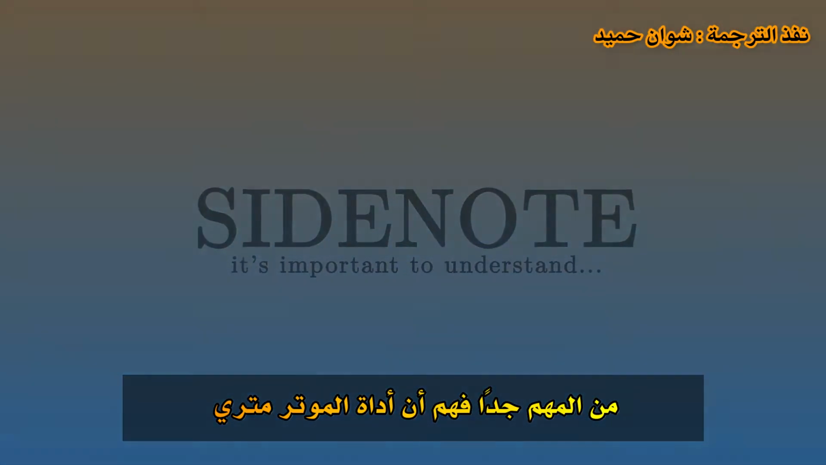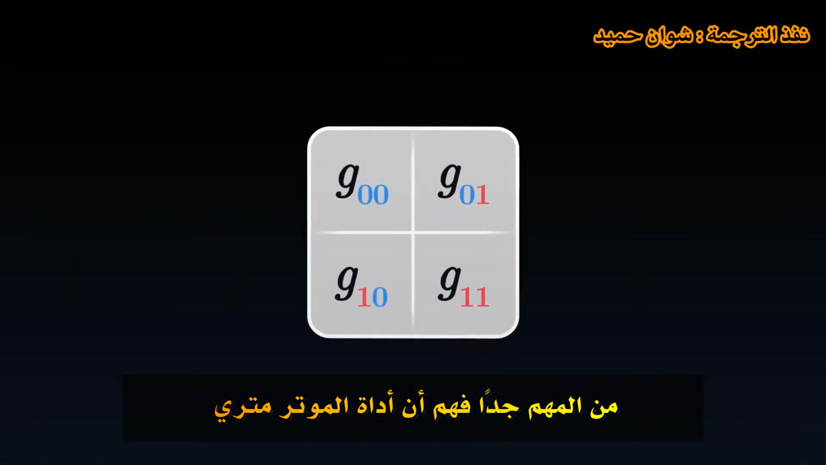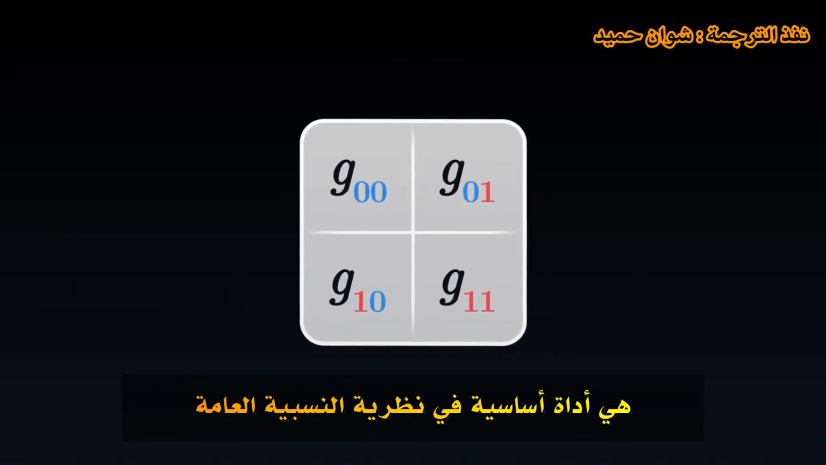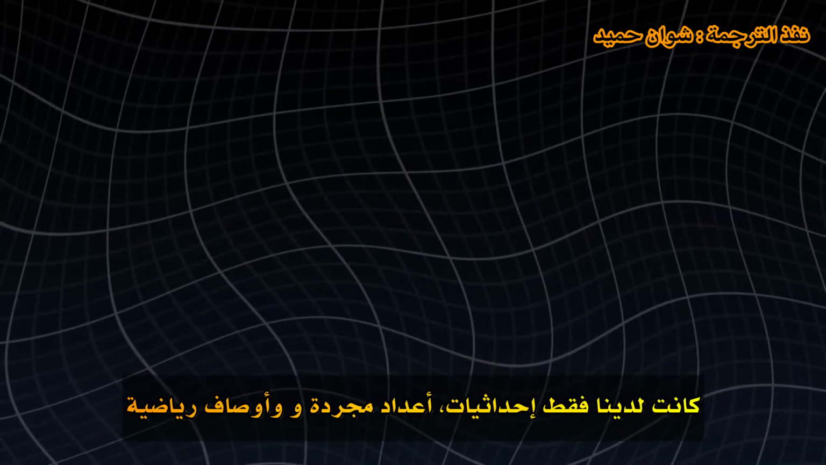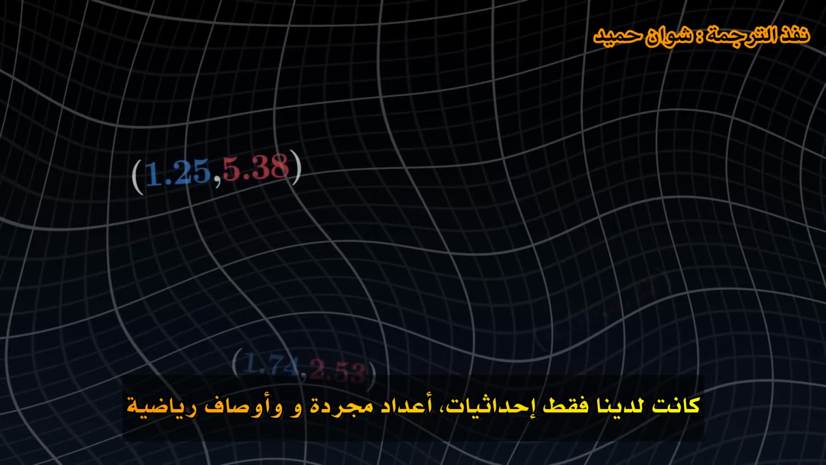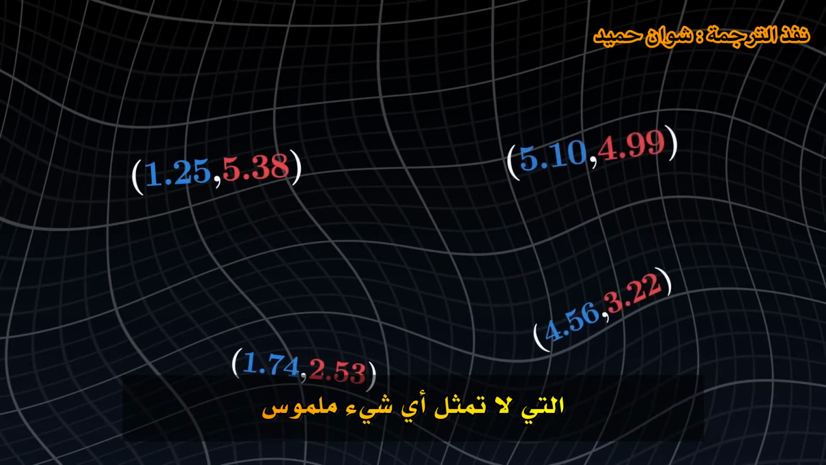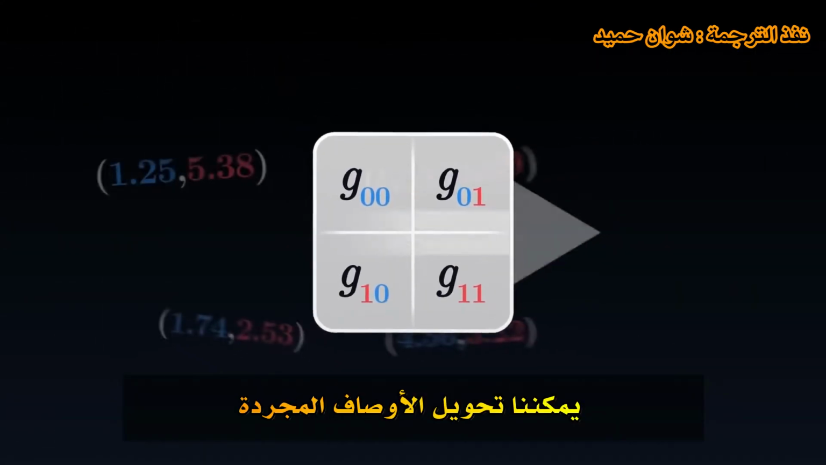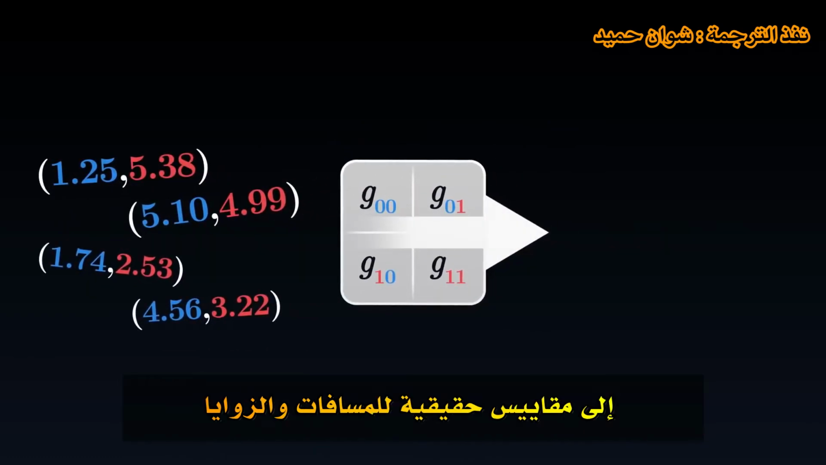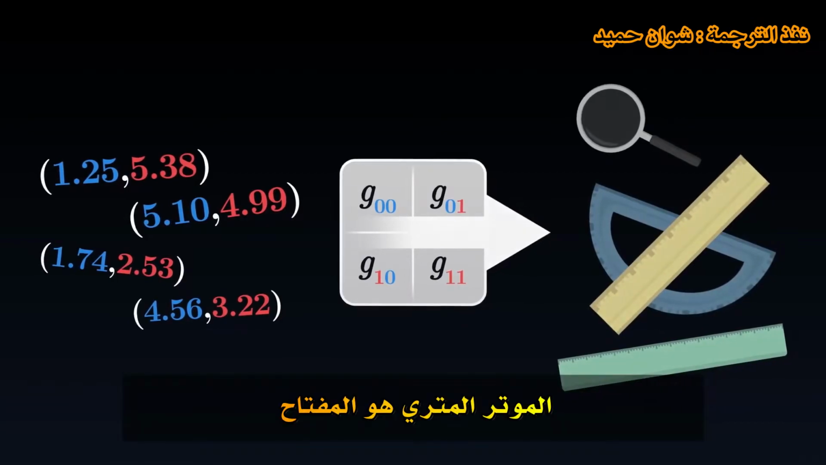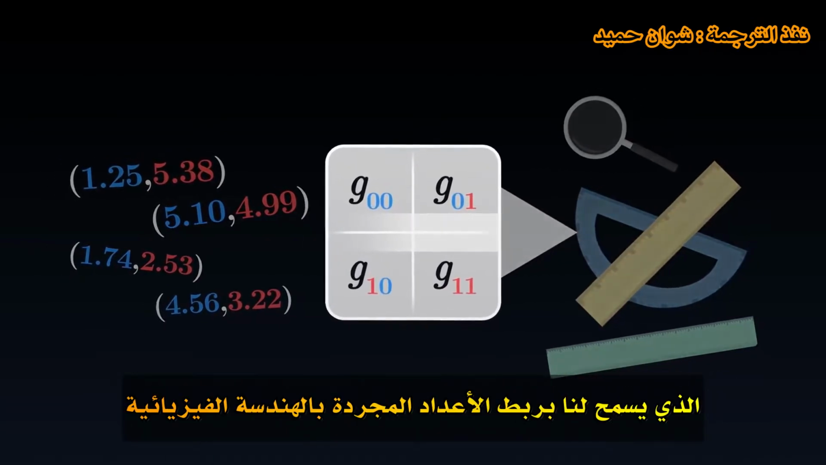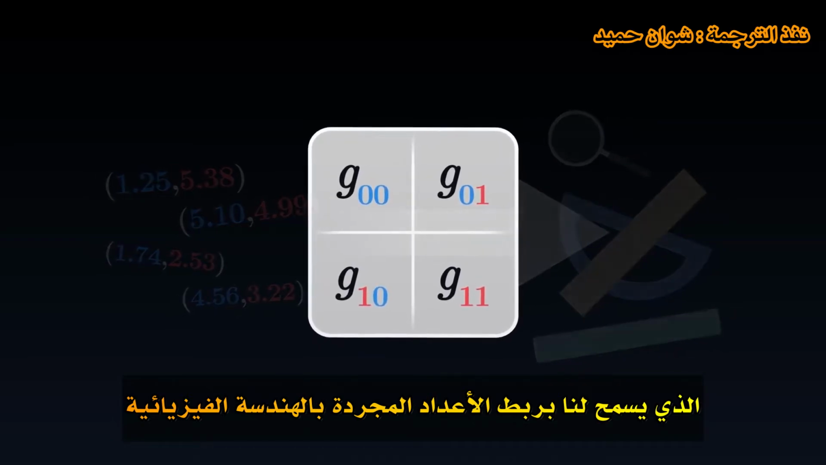It is very important to understand that the metric tensor is a fundamental tool in the theory of general relativity. Indeed, before this point, we only had coordinates, abstract numbers, mathematical descriptions which do not represent anything concrete. Thanks to the metric tensor, we can transform these abstract descriptions into real measures of distances and angles. The metric tensor is the key, allowing us to relate abstract numbers to physical geometry.